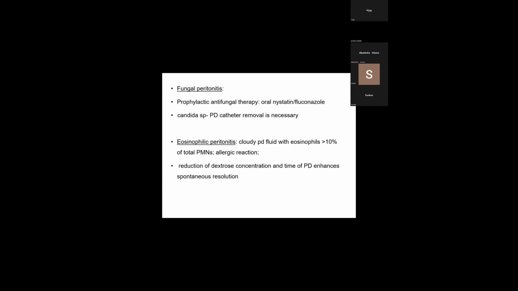In this, the patient is asymptomatic. Only cloudy PD fluid is there, and on lab investigation, eosinophils more than 10% of total polymorphonuclear cells are present. So basically, eosinophilic peritonitis is an allergic reaction to the PD catheter composition. Nothing needs to be done, only spontaneous resolution occurs, but reducing dextrose concentration and time of PD enhances spontaneous resolution.